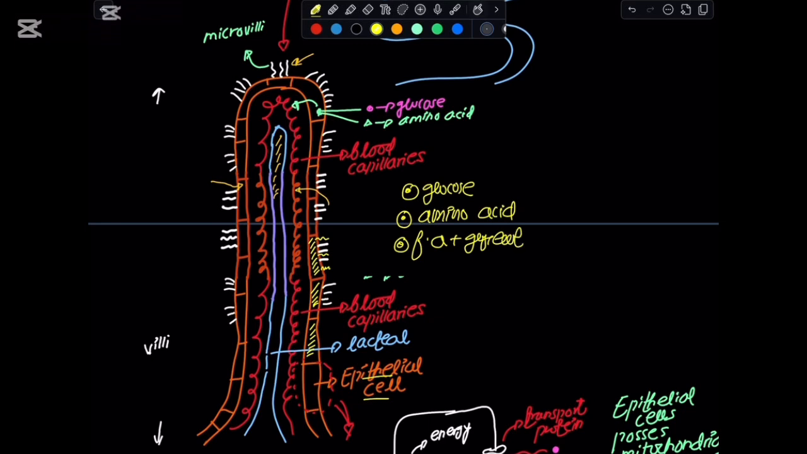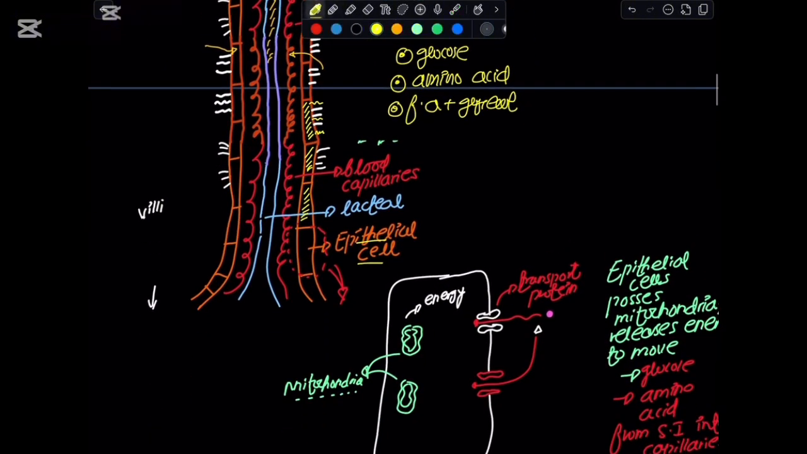Now I need to pick them up and pass them through the epithelial cells, and then take them into the blood capillaries. Now, there is something within these epithelial cells that will clarify our concept of how, in the alimentary canal or in the villi of the small intestine, the food particles are being absorbed.